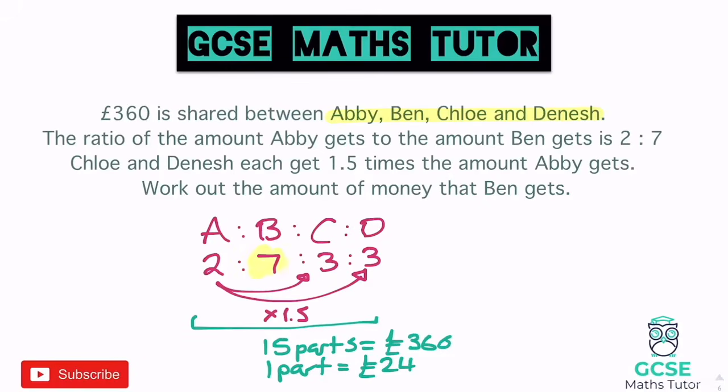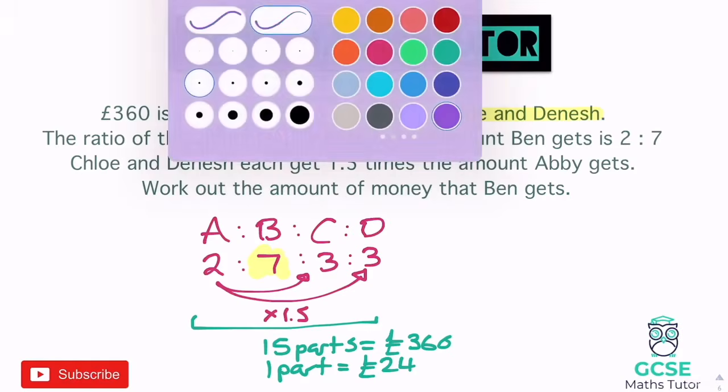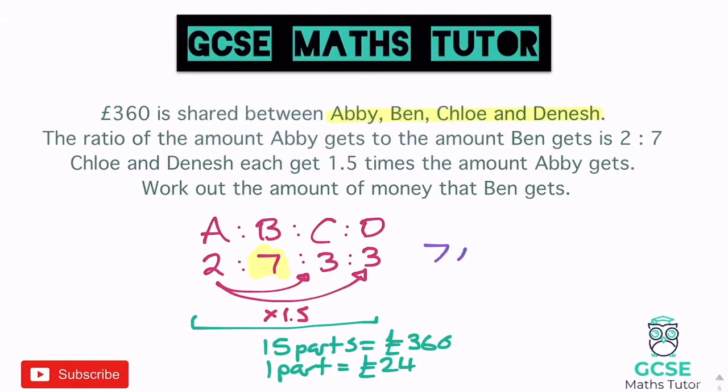Well, Ben gets 7 of the parts. So if Ben's going to get 7 of them, Ben gets 7 lots of the 24 quid, which is going to be in each pile. So 7 times 24 gives us a final answer of £168. And there we go. And there's our final answer there.